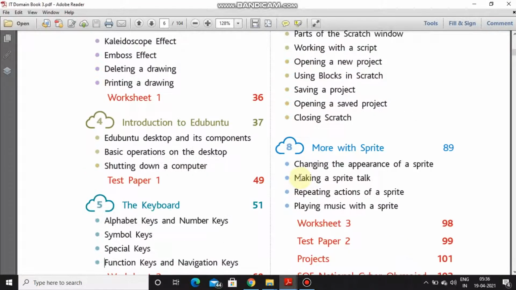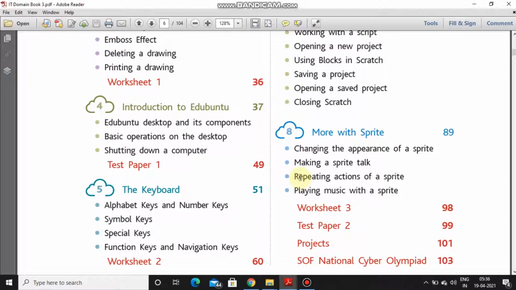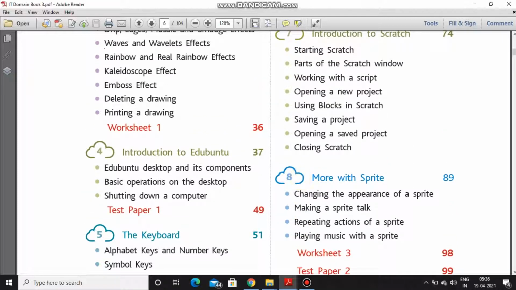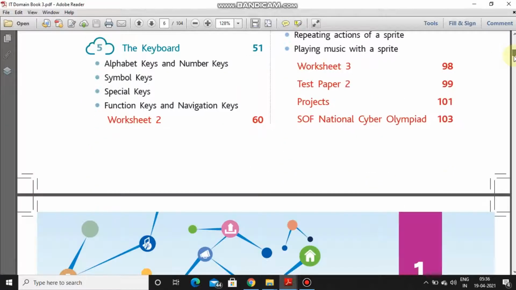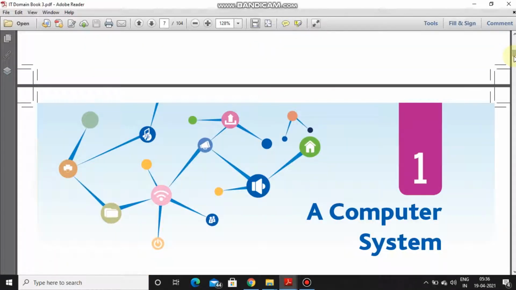Then we learned about the new programming language, that is Scratch. By using Scratch, we had performed different projects. We had made different actions performed by the sprite by using different Scratch codings.